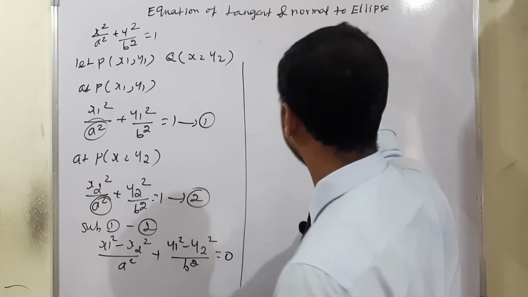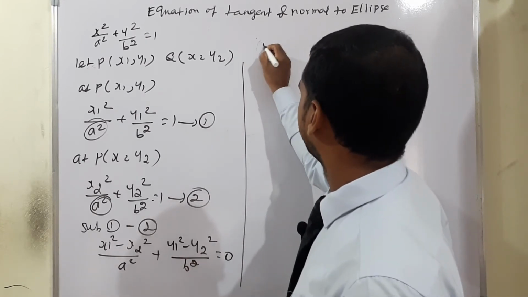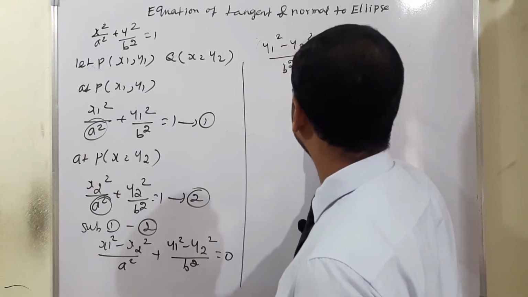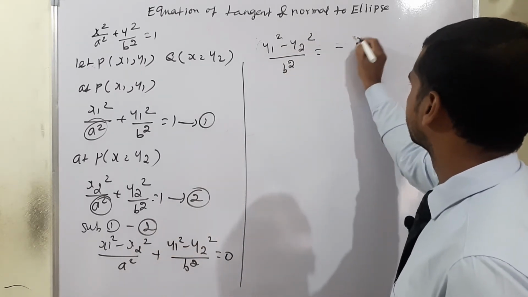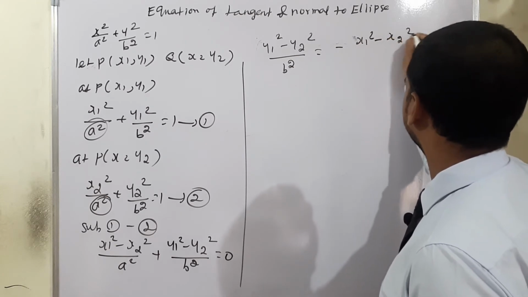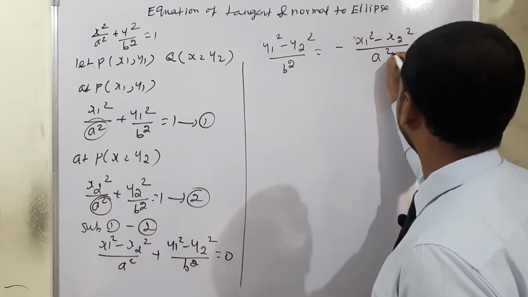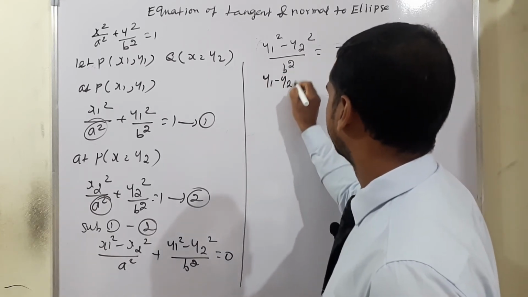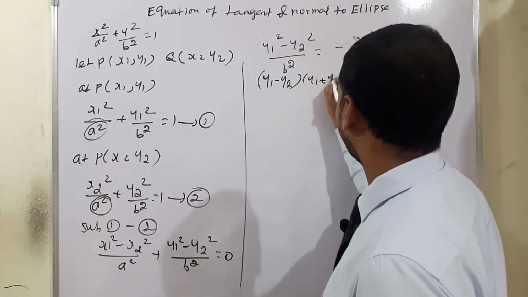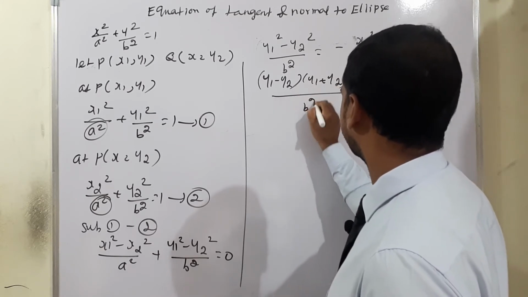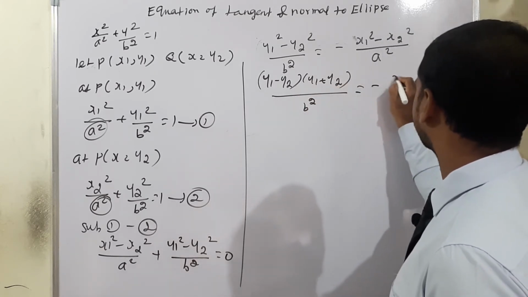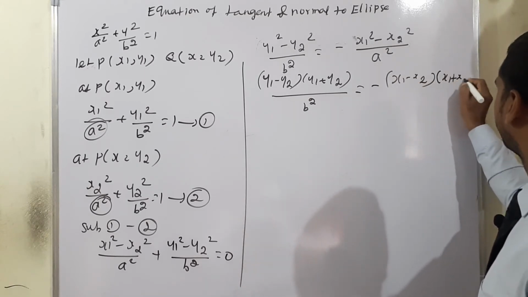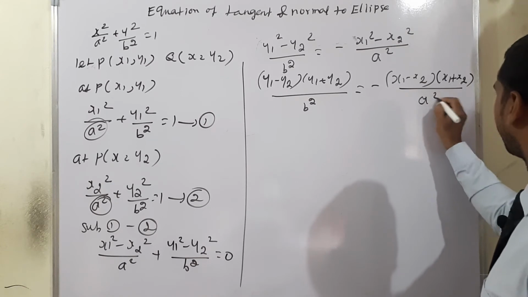Otherwise, first positive term keep it y1 square minus y2 square divided by b square is equal to plus term bring it opposite side, means minus of x1 square minus x2 square divided by a square. Now we can apply a square minus b square form. So first condition, y1 minus y2 into y1 plus y2 divided by b square is equal to minus of x1 minus x2 into x1 plus x2 divided by a square.